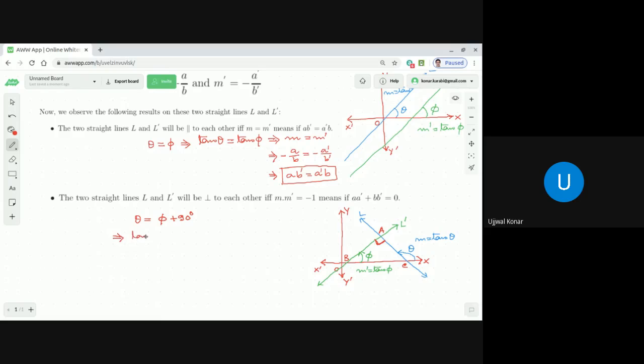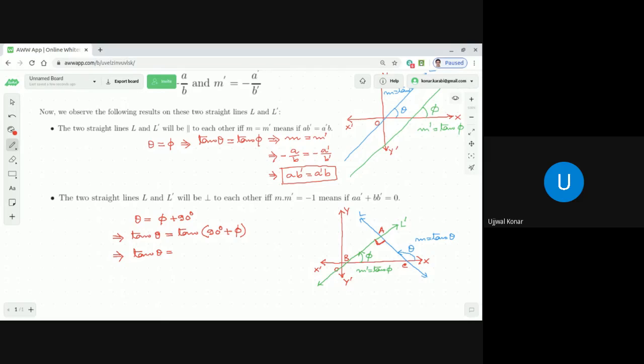So that implies tan theta. I hope you understood why theta is equal to 90 degrees plus phi: theta is the external angle of the triangle ABC, and it is the sum of the two opposite internal angles, a very fundamental property of triangles. So tan theta is equal to tan of 90 degrees plus phi. Correct, dear students? So from here, what can we get? 90 degrees is 1 into pi by 2.